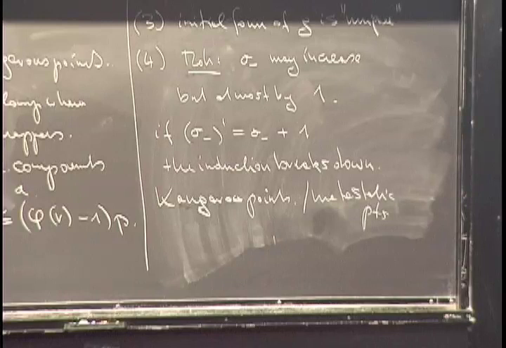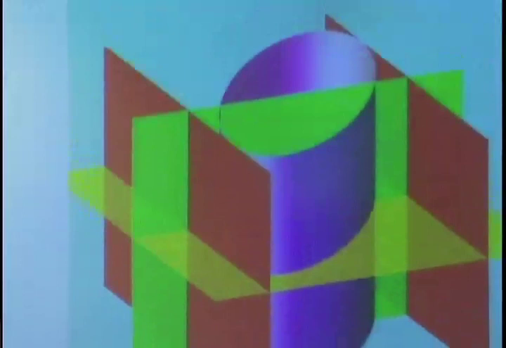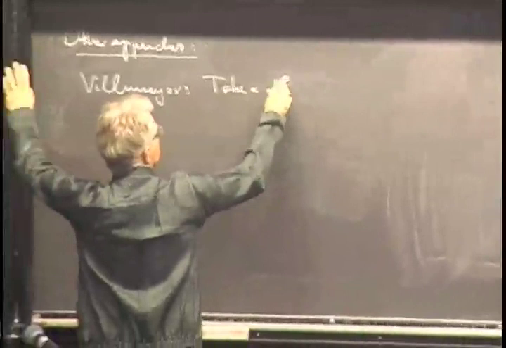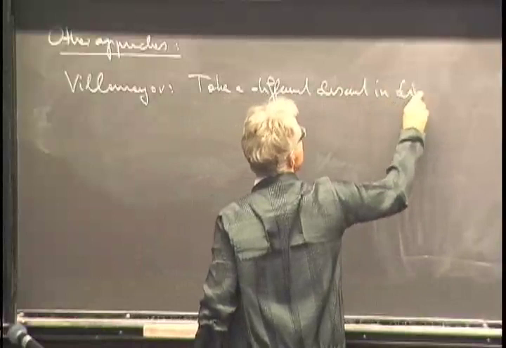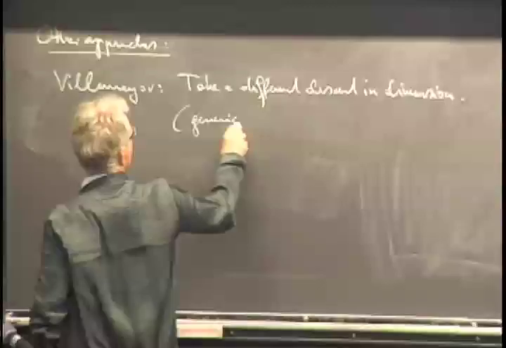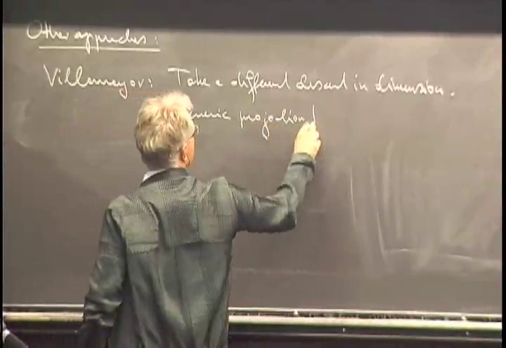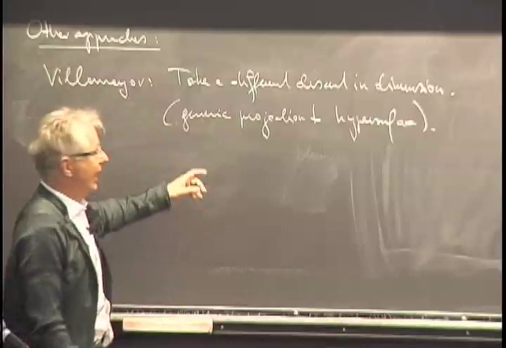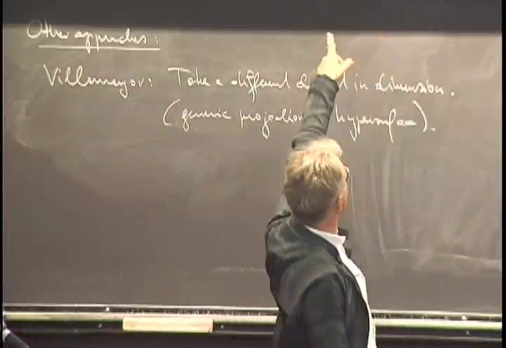So in the last 2 minutes, I will indicate the other approaches. There is one by Villamayor. Take a different descent in dimension. The classical coefficient ideal is essentially done by restriction. He is using a generic projection to hypersurface. And the obstruction does not occur. So you can apply your Cartesian induction. Everything works fine, which is already a fantastic theorem.